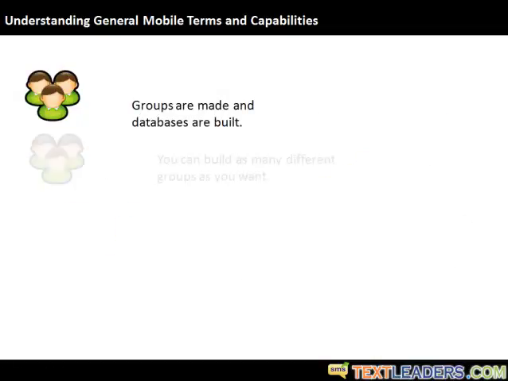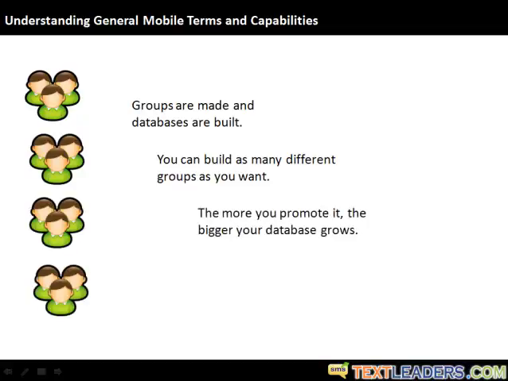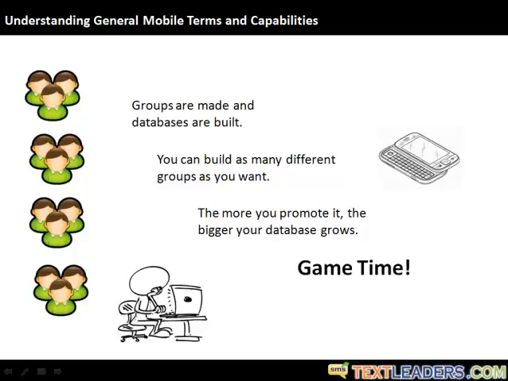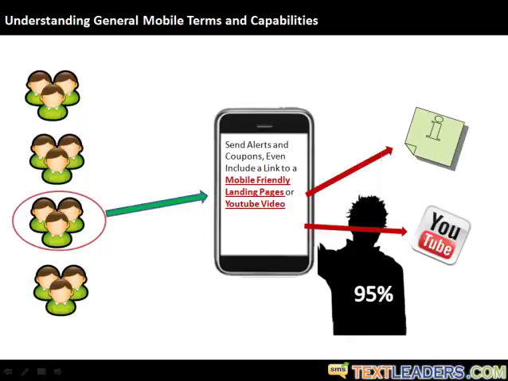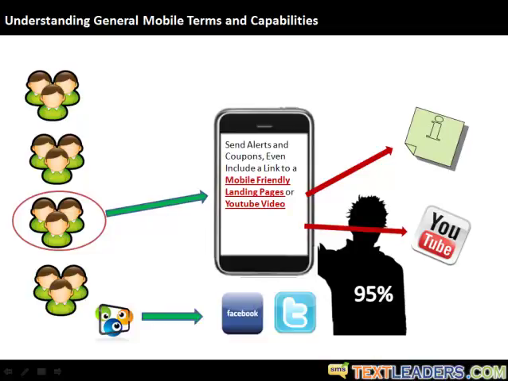Now, this is how groups are made, databases are built, and a person can build as many groups in this database as they'd like. And the more they promote it, the bigger that database grows. And then when it's time to send messages, it's game time. They log into their computer or their mobile phone, they just select a group, press send, and it goes out to that entire group. It could also, again, include that mobile-friendly landing page or YouTube video, and iZigg will even push out a message to Facebook and Twitter.